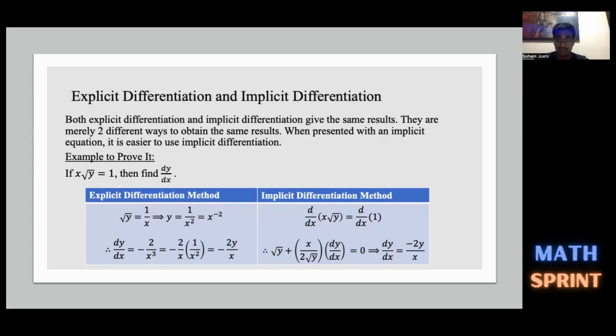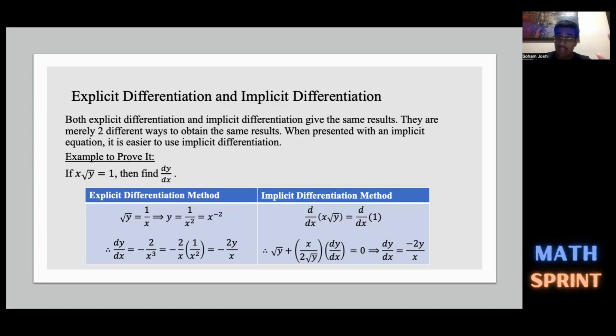Explicit and implicit differentiation. Now, what's the relationship between them? I want to address a possible misconception some of you may have about explicit differentiation and implicit differentiation. Explicit differentiation and implicit differentiation are two different procedures for obtaining the same result. They are not two different forms of differential calculus where you get two different results and each result applies in different scenarios. No, that is completely incorrect.